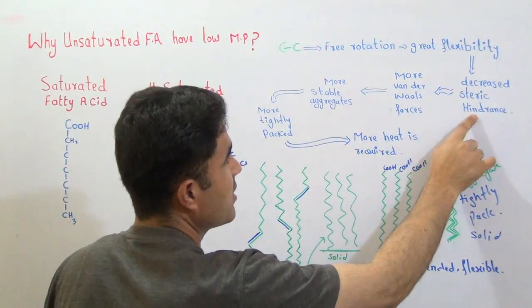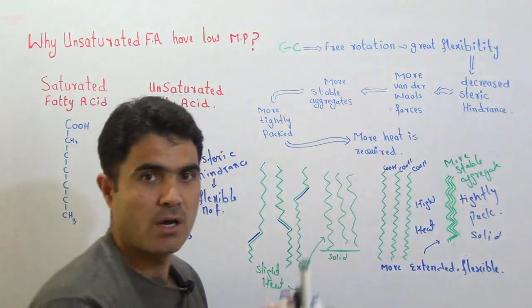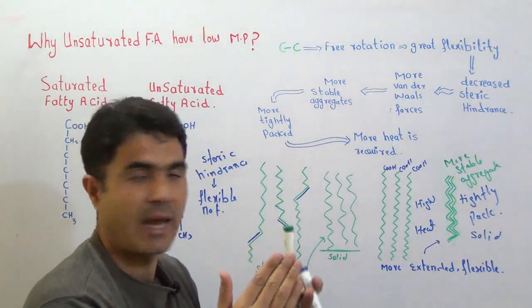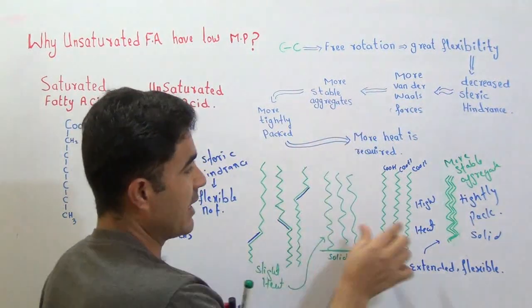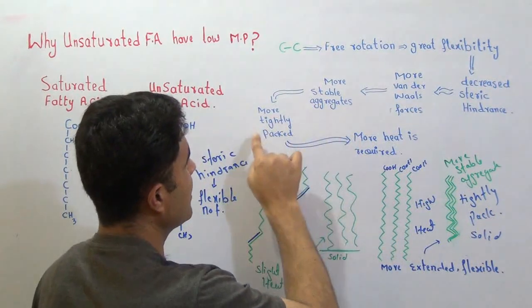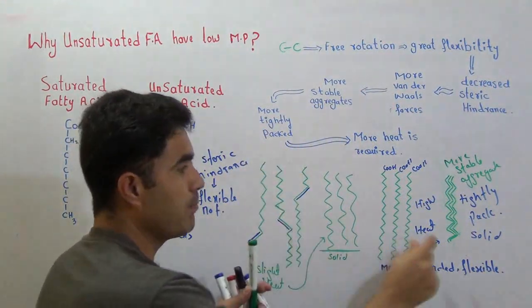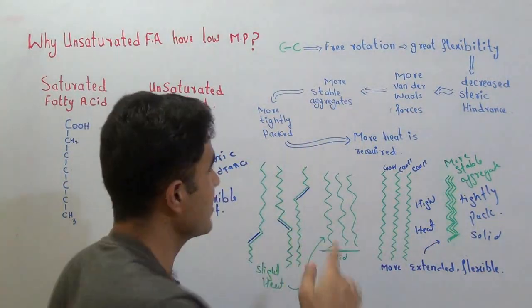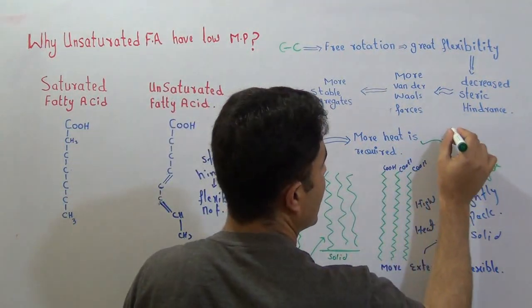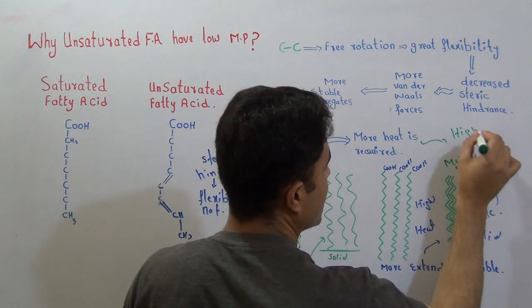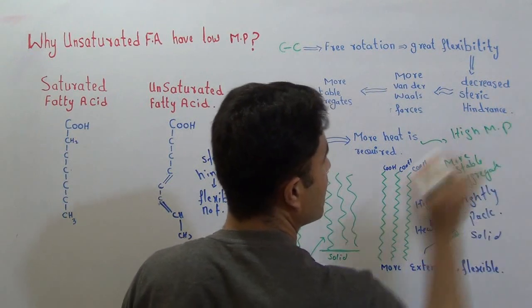Because of the decreased steric hindrance, more van der Waals forces will generate between the atoms, between the molecules, and because of this, a more stable aggregate will form. A more stable aggregate means a more tightly packed structure, a more solid structure, and more heat is required. From this, you can say that it has a high melting point.